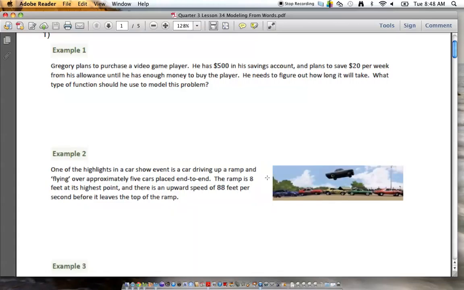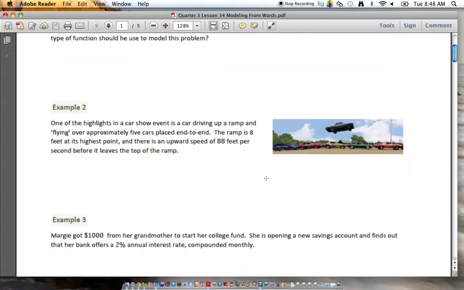Gregory plans to purchase a video game player. He has $500 in his savings account. He plans to save $20 per week from his allowance until he has enough to buy the player. He needs to figure out how long it'll take. What type of function is this? Is it linear, quadratic, exponential, none of the above? What do we got? Linear, because it's going up by 20 a week. It's a constant difference. Good.